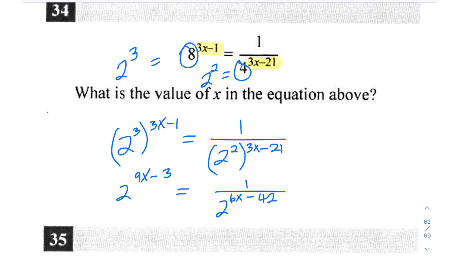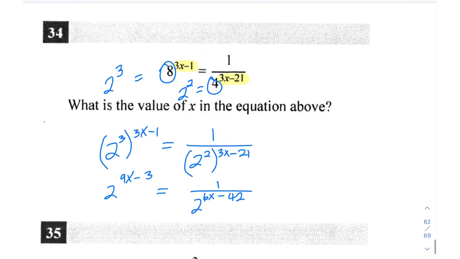Now, just like we would do in any situation, when we have a denominator that we're trying to simplify or trying to get rid of, we can multiply both sides times that denominator. You can multiply times 2 to the 6x minus 42 to move that to the left side of our equal sign. And so when we do that, we'll have 2 to the 9x minus 3 times 2 to the 6x minus 42.